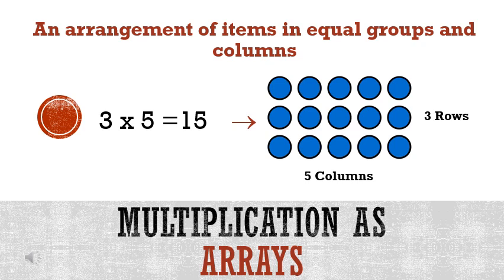To review, an arrangement of items in equal rows and columns is called an array. In this array, we have 3 rows of dots arranged in 5 columns. We can represent this using multiplication as 3 times 5 equals 15.